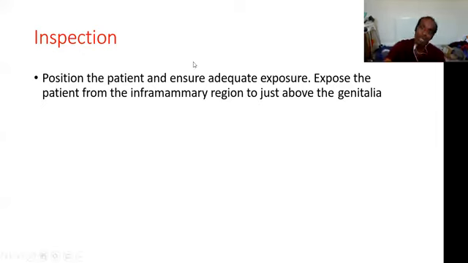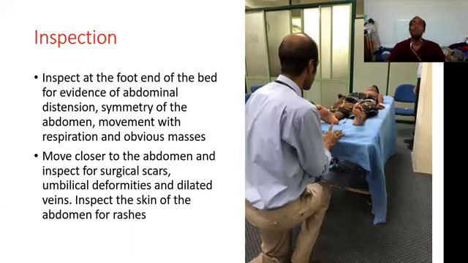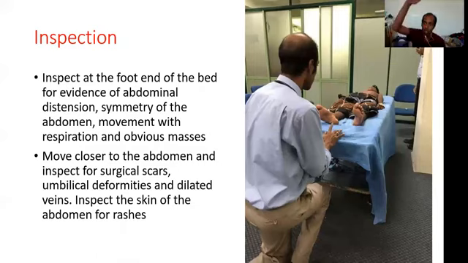So starting off with inspection, adequate exposure needs to be there. Ideally, you should expose the groins as well, but in the wards, sometimes it is difficult if you don't have adequate privacy to do that. And inspection is commenced from the foot end of the bed. Again, go down on your knees, go down to the level of the bed and look at the abdomen.